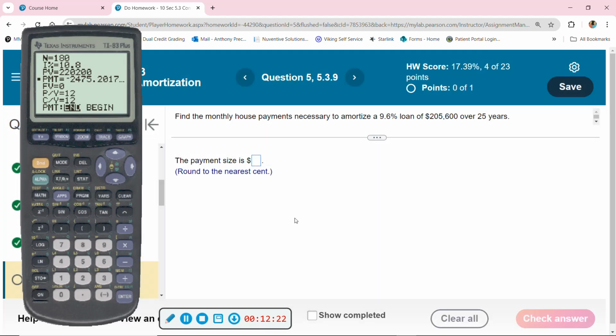But let's do one more. Find the monthly house payment necessary to, same type of problem. So here it's a 25-year house loan. Most loans for houses are either 15 or 30, but there's nothing that says it has to be. So here someone's getting a 25-year loan. They're going to make 12 monthly payments a year, so N is 300. The interest rate, 9.6.